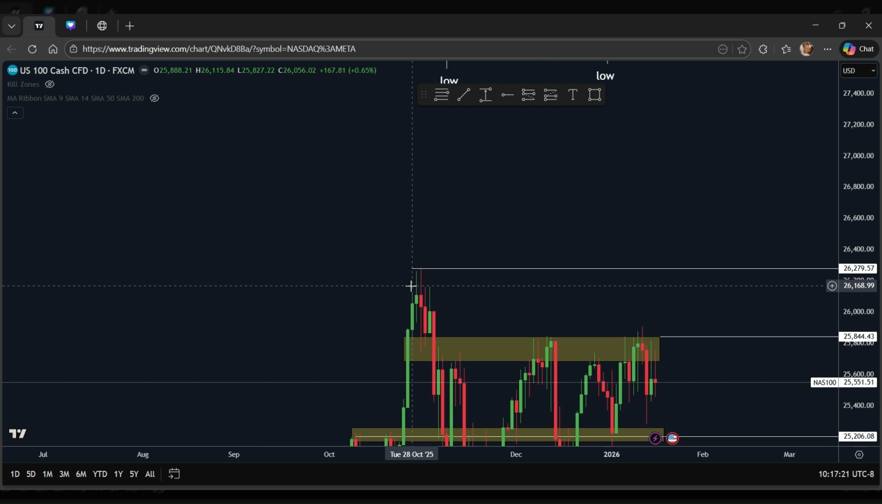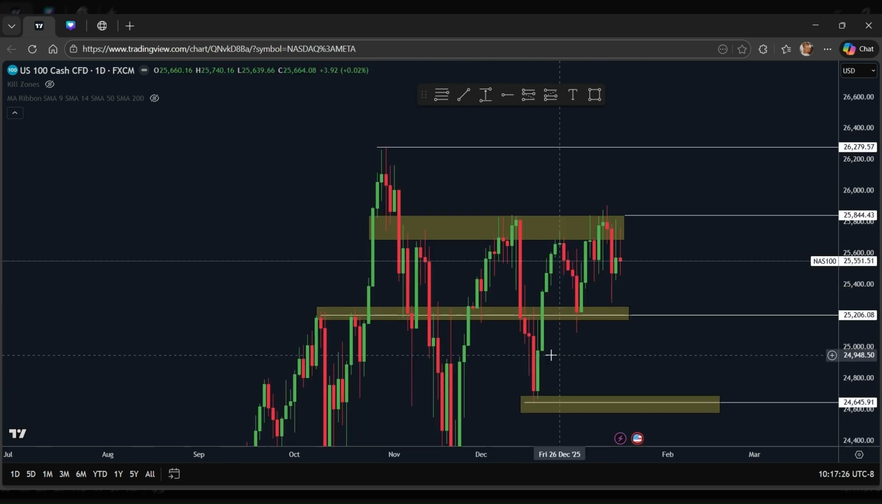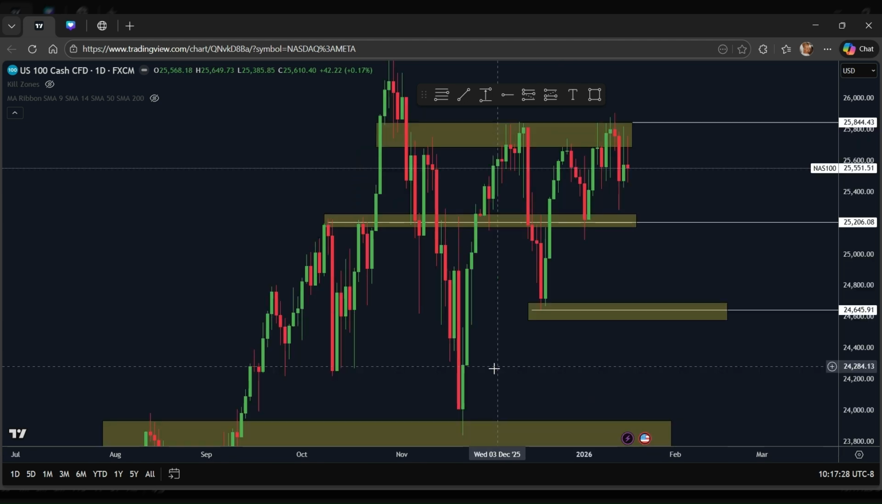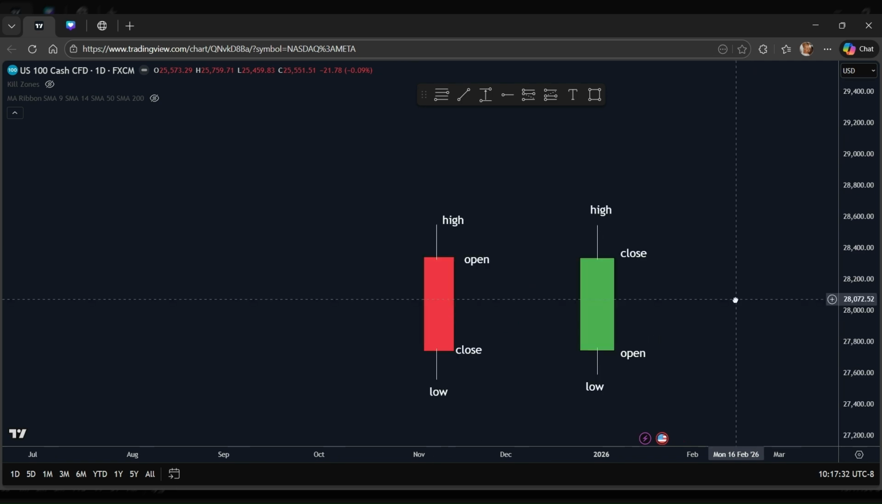Some are different. Some have these lines below and above them. Some don't have lines like that. So, what does it mean? I will explain that. So, if it's red and we're looking at a daily candle, that means in one day, price started up here and closed down here. It opened here, closed there.